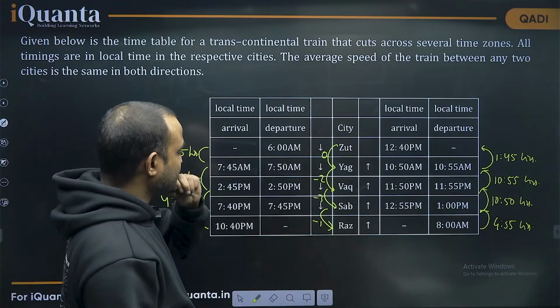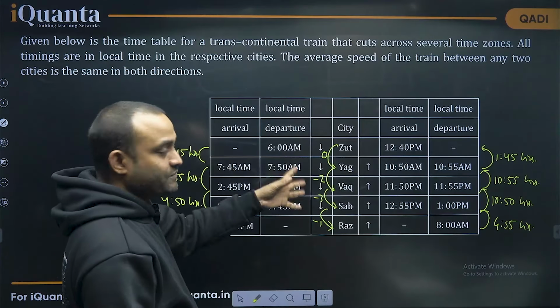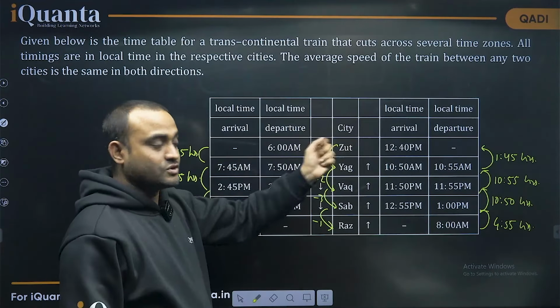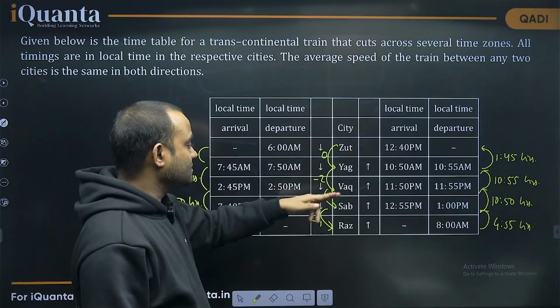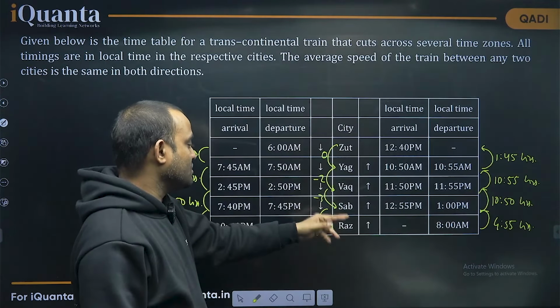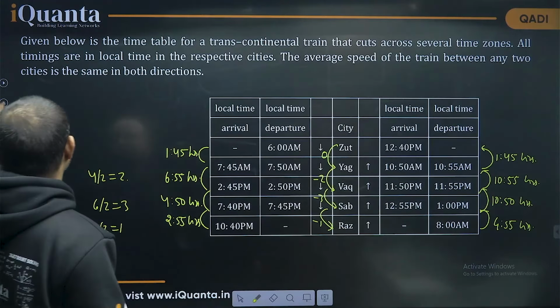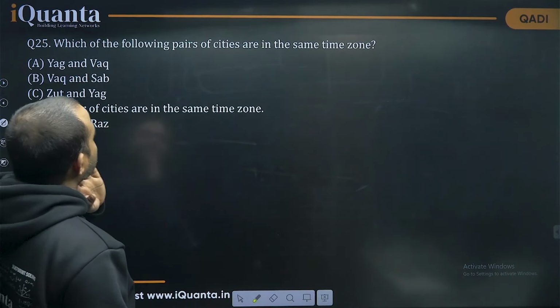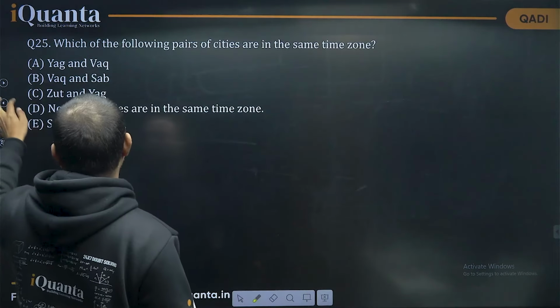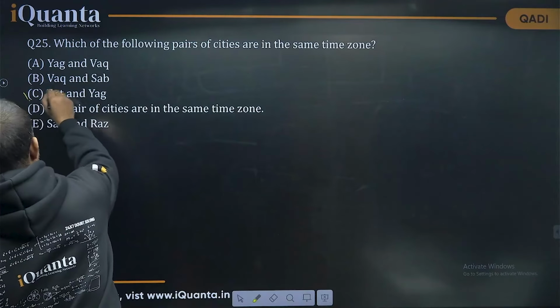All of these time zone differences we know. XAT and YAG, 0 time difference. YAG is 2 hours ahead of Walk. Walk is 2 hours ahead of SAB. SAB is 2 hours ahead of Raj. So let's solve the questions now. Which of the following pairs of cities are in the same time zone? So that was XAT and YAG, right?